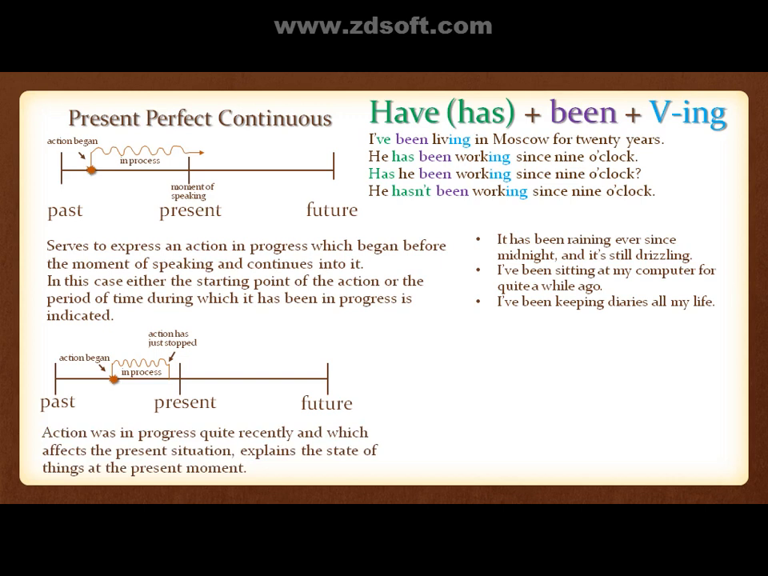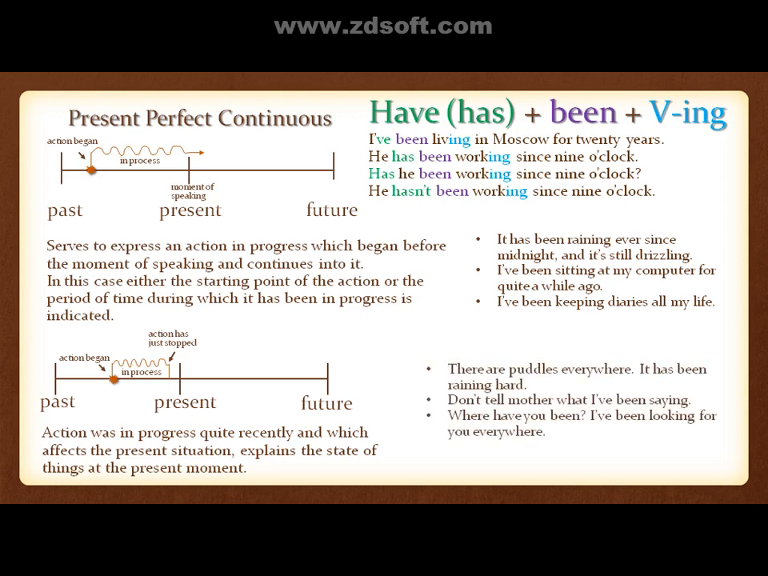We also use this tense to express an action which was in progress quite recently and which affects the present situation, explaining the state of things at the present moment. For example, there are puddles everywhere. It has been raining hard. Don't tell me, mother, what I have been saying.